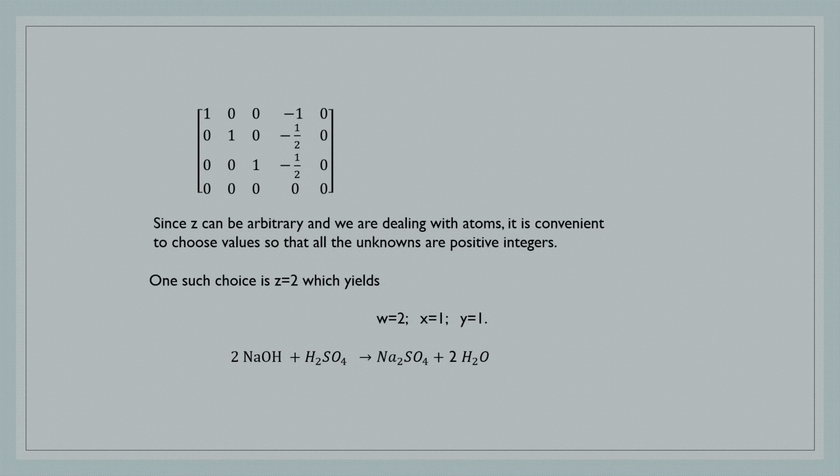So what we did was we took the augmented matrix and got the values for the unknown variable z. z can take infinitely many values, it can be a parameter t. So using the choice z equal to 2, we got the values of w, x, y and z as given here, and this is the balanced equation.